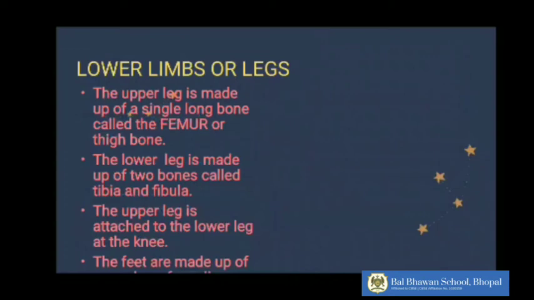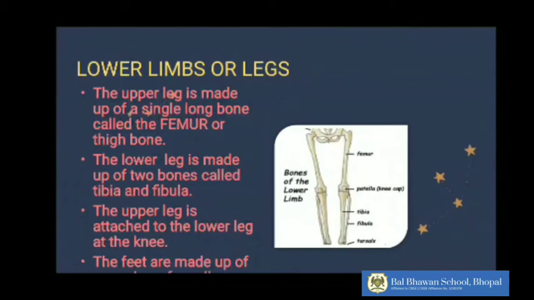Now your lower limbs or legs. Again your lower limb is divided into 2 parts, the upper leg and the lower leg. The upper leg has one main bone, which is the longest bone in our body, called the femur or thigh bone. And the lower leg has 2 bones, again in a pair, tibia and fibula. The upper leg is attached to the lower leg at the knee. And your feet are again made by many bones. I hope you are understanding.